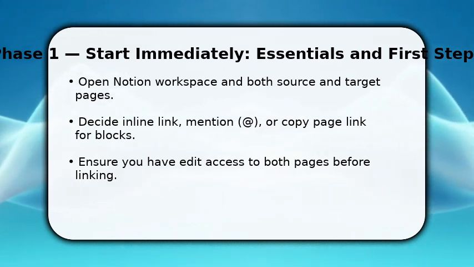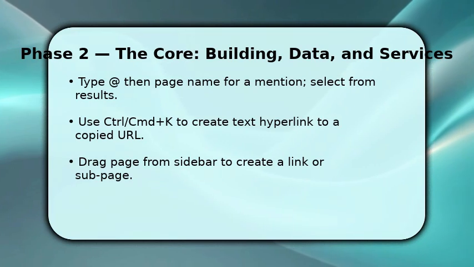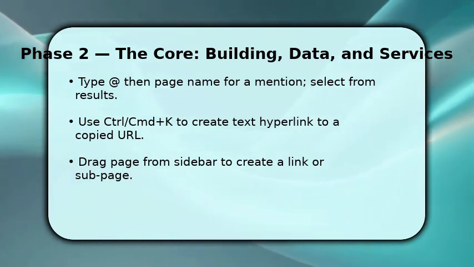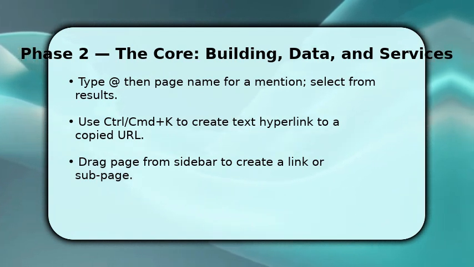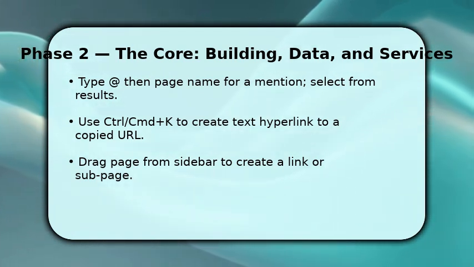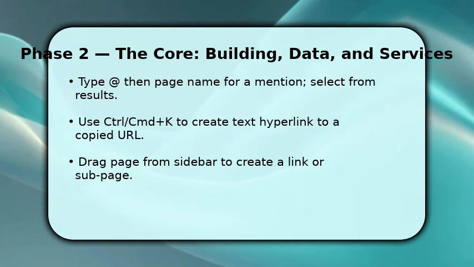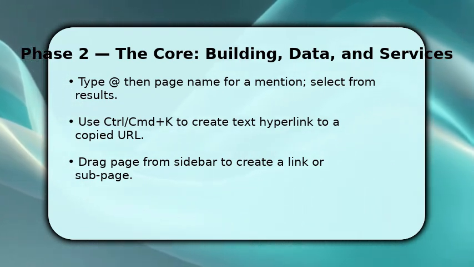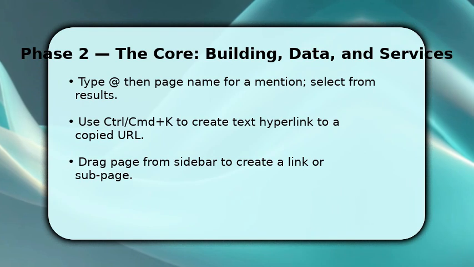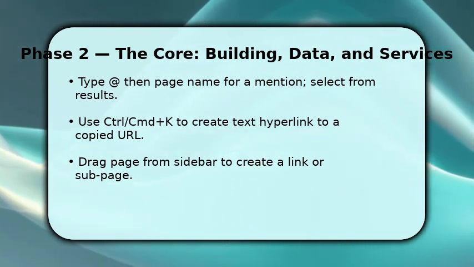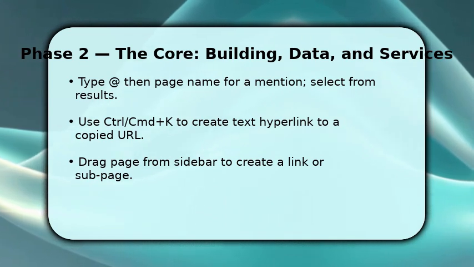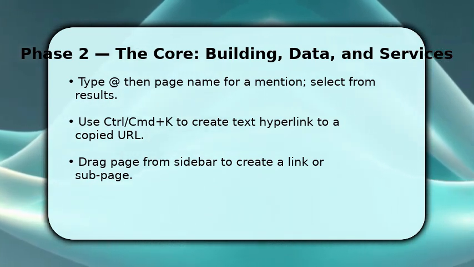You now insert the link. Type @ and begin the page name, then pick the exact page from the drop-down. This creates a strong mention that keeps context. Alternatively, press Ctrl or CMD+K to paste a copied page URL and make a clean text link. If you prefer a visual link, drag the target page from the sidebar into the content area to create a linked block. Make sure to test the link right away, so you confirm at points.